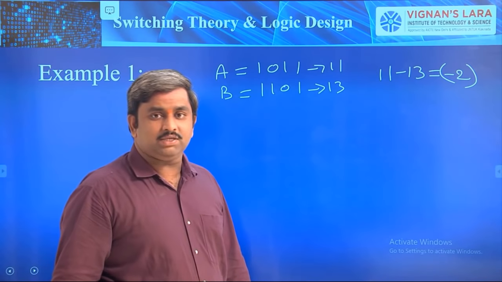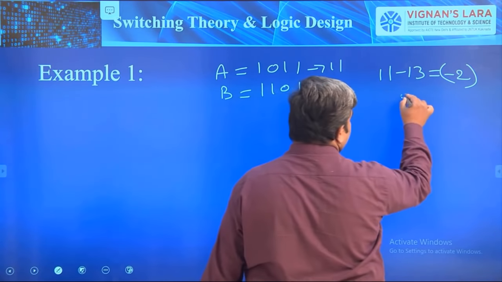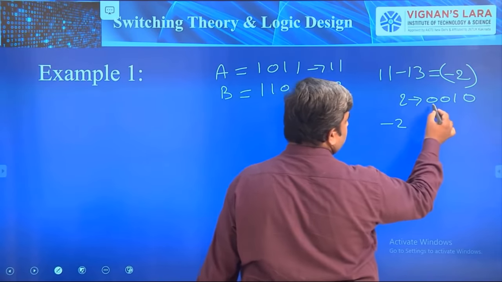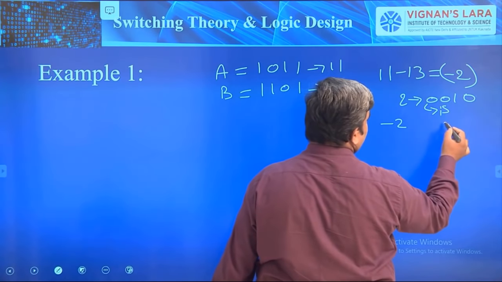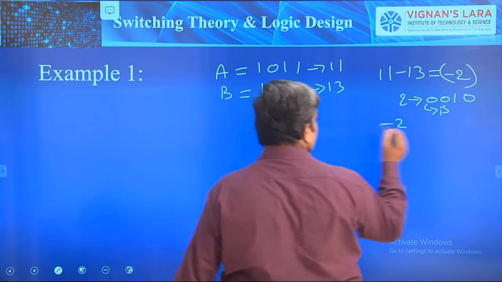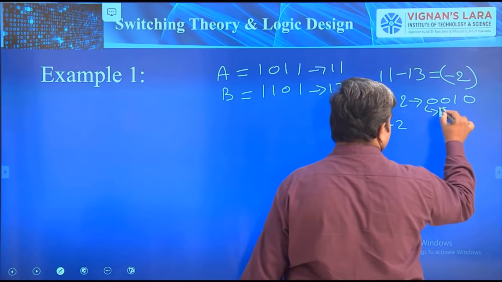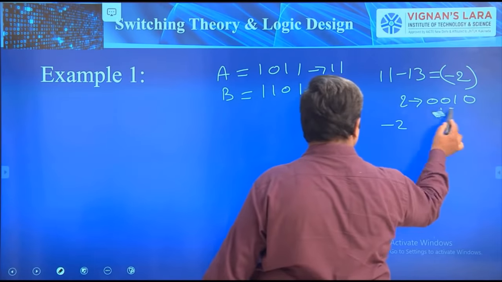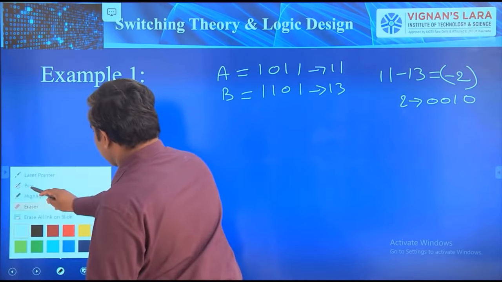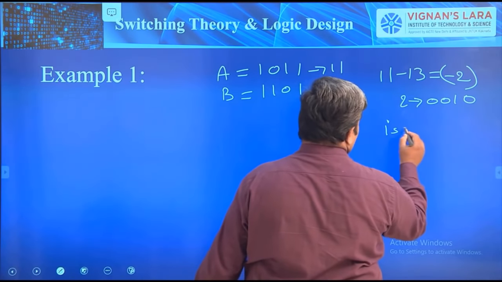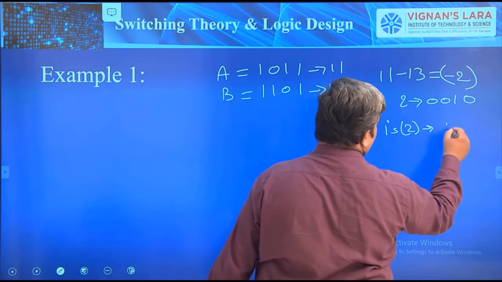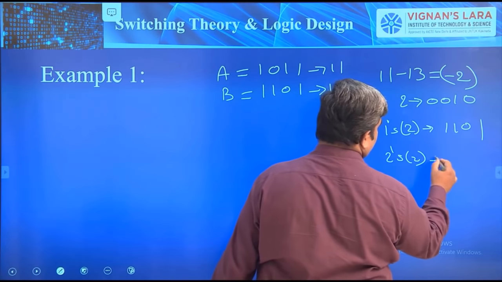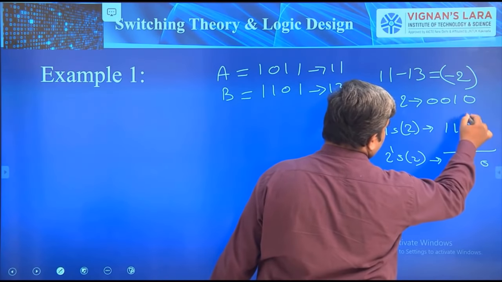Minus 2 is nothing but the 2's complement of 2. Actually, 2 is equal to 0, 0, 1, 0. So for minus 2, first you have to find the 1's complement of this one. The 1's complement of 2 is equal to 1, 1, 0, 1. So for the 2's complement of 2, add 1 here.